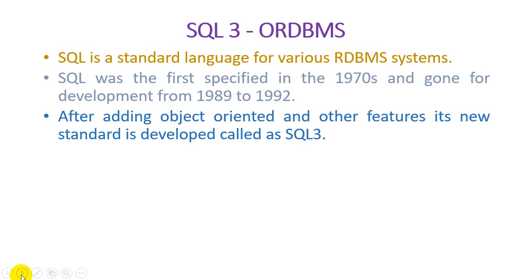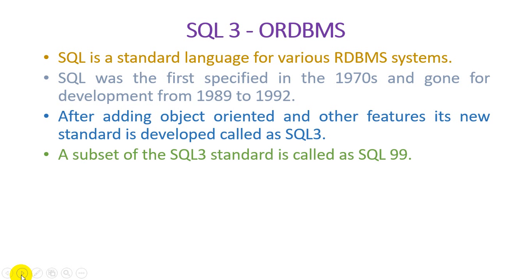So as per the updated requirements, the current market, and the newest technologies, users want object oriented functionality in SQL. So some software engineers developed SQL3 by introducing object oriented functionality in SQL. A subset of the SQL3 standard is called SQL99. It means some parts were introduced previously and some parts were introduced next. So a subset of SQL3 is known as SQL99.